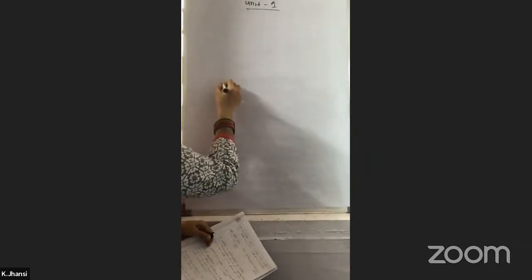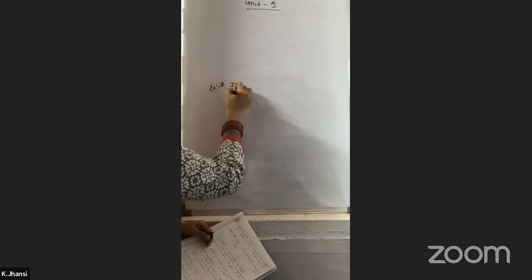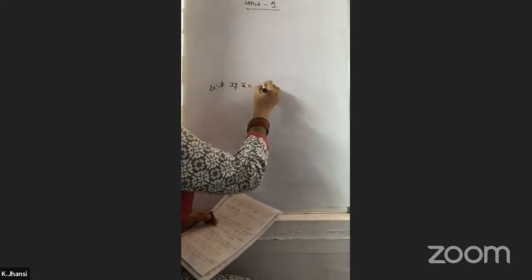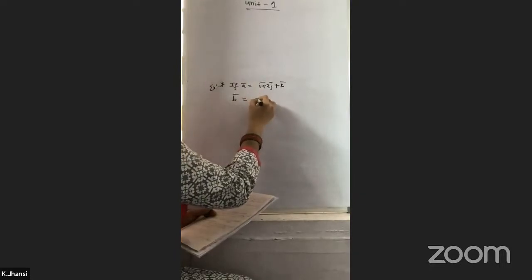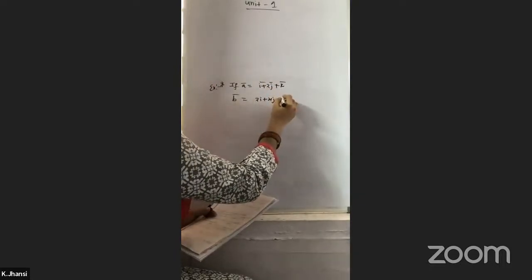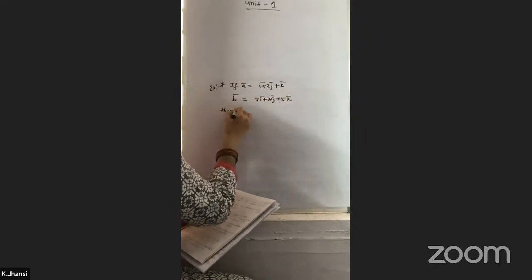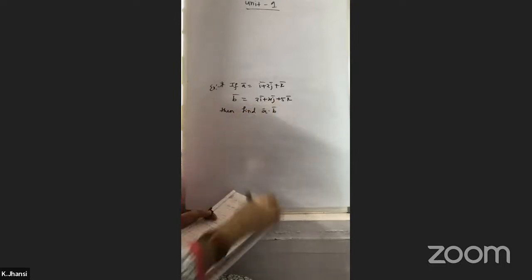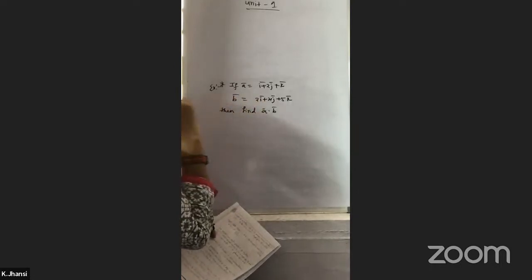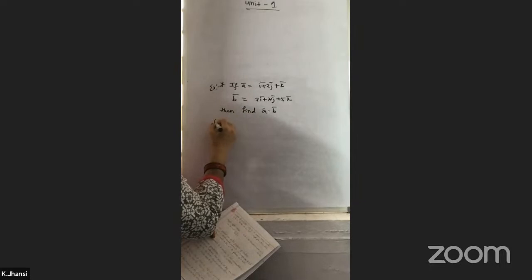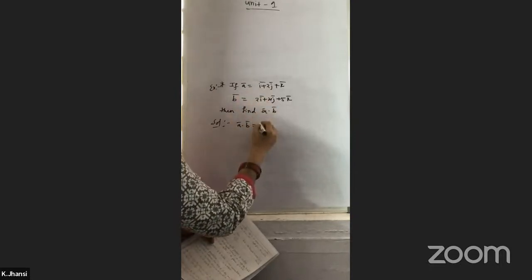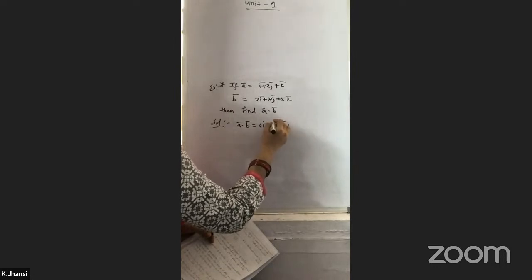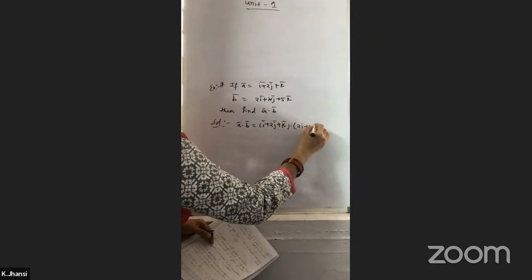So before that, we'll see how to find the dot product. Example problem: if vector A is equal to I plus 2J plus K and B is equal to 2I plus 4J plus 5K, then find vector A dot vector B. So we have to find the value of vector A dot vector B. You write the given vectors, then write A dot B is equal to I plus 2J plus K dot 2I plus 4J plus 5K.